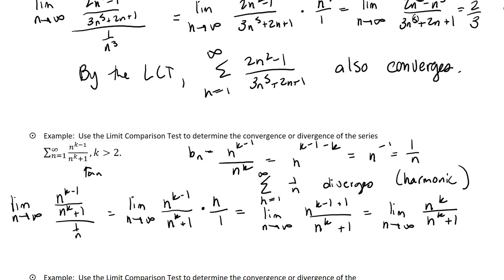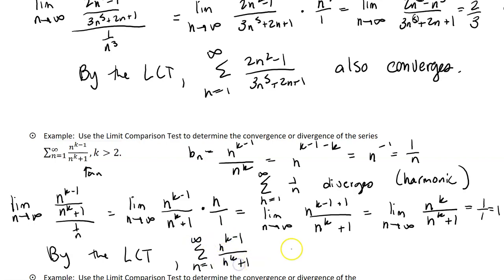And this one is going to have, for whatever n is, the same power on top and bottom. So this is 1 over 1, or 1. Therefore, by the limit comparison test, the sum of a sub n, which was n to the k minus 1 over n to the k plus 1, is going to also diverge.